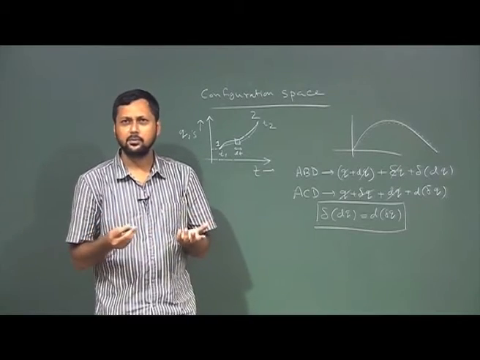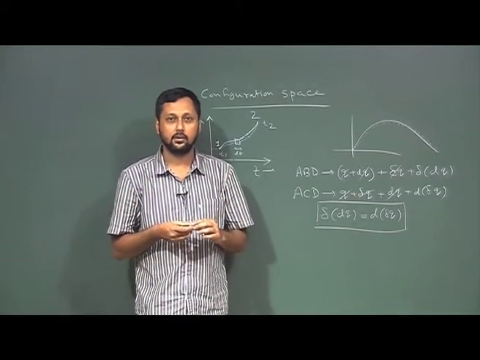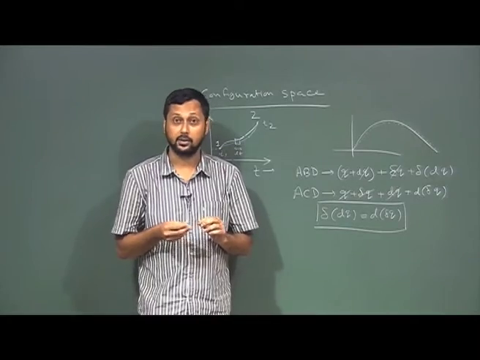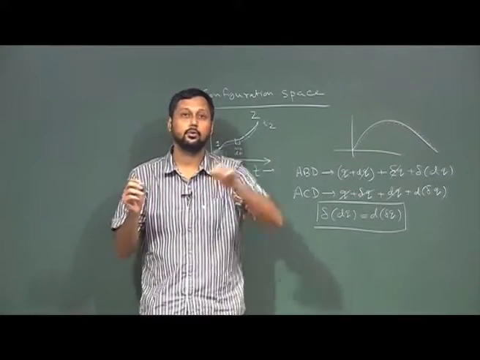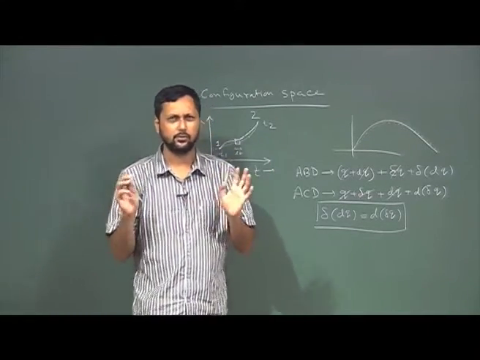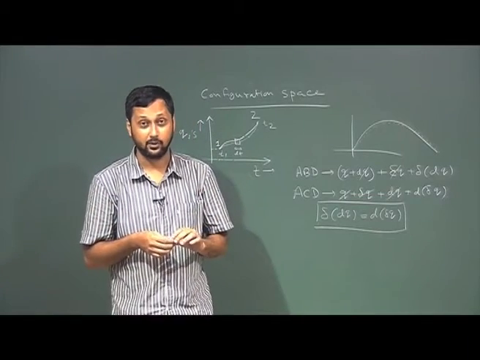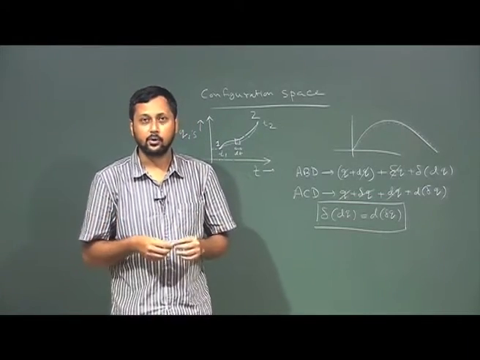It's not the shortest time path, because the shortest time path between any two points will be a straight line. That is very intuitive. Of course, it might not be true all the time. So, why a parabola? Why not any other curve?